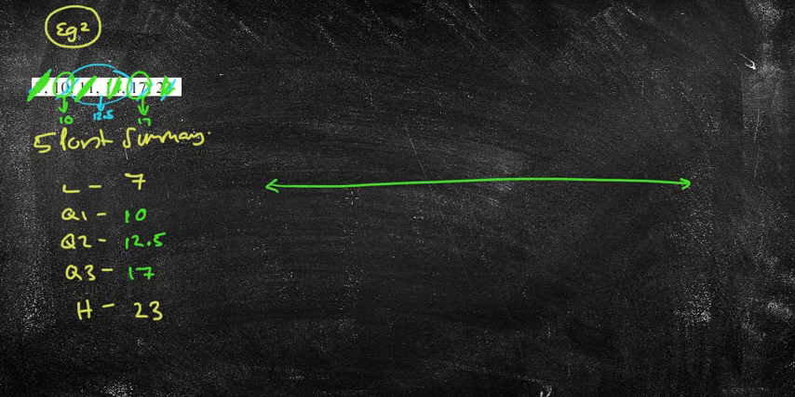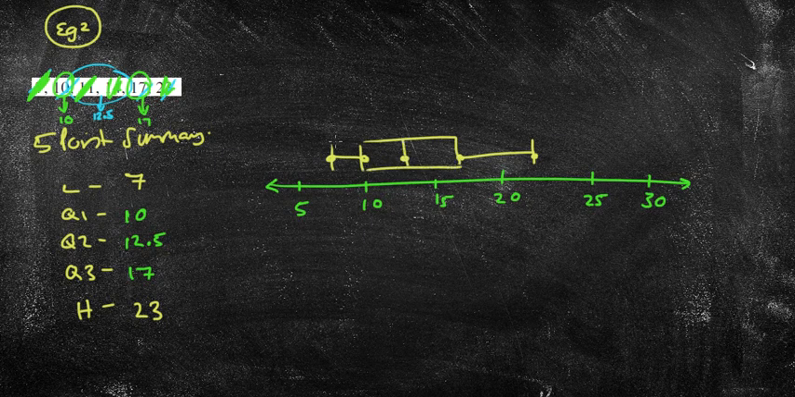These are fewer numbers this time, so it's not too bad. I'm going to start at 5, 10, 15, 20, and 25. Oh, I might go to 30. And I can put my numbers on. So 7, 10, 12 and a half, well, it's going to be halfway, 17, and 23. And it's a simple matter of drawing my whiskers, drawing my box plot, drawing my median. And once again, if you're not sure about the exact numbers, 7, 10, 12.5, you can just draw them up top. And then we've got them there.